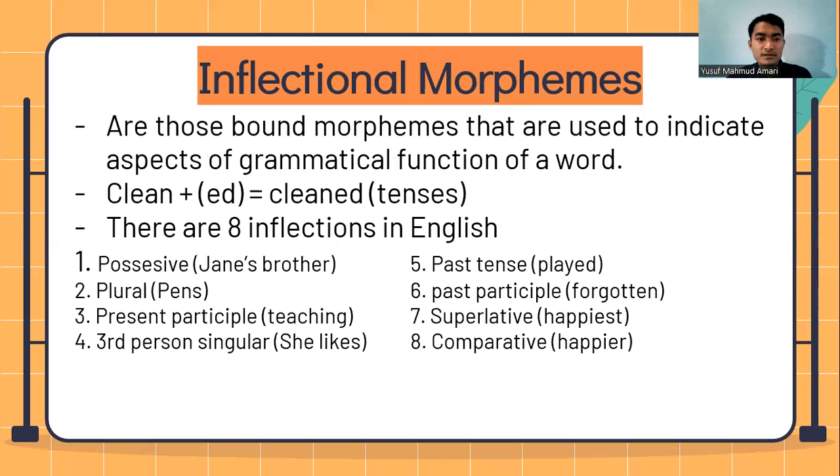And now inflectional morphemes, or inflection, are those bound morphemes that are used to indicate an aspect of the grammatical function of a word, such as "cleaned", which is past tense. And there are eight inflections in English: possessive, plural, present participle, third person singular, past tense, past participle, superlative, and comparative. They cannot stand by themselves, so they need to attach to another word so it has meaning.